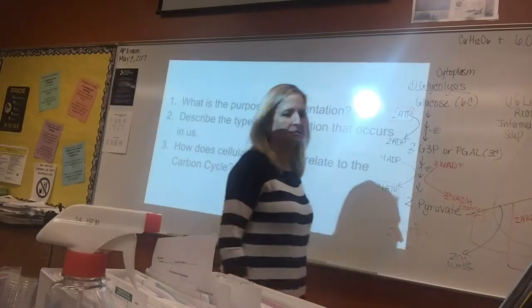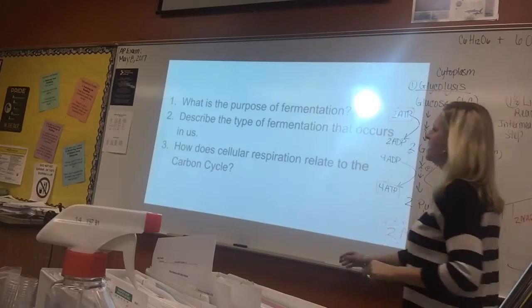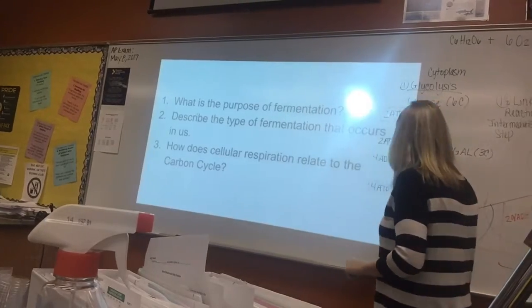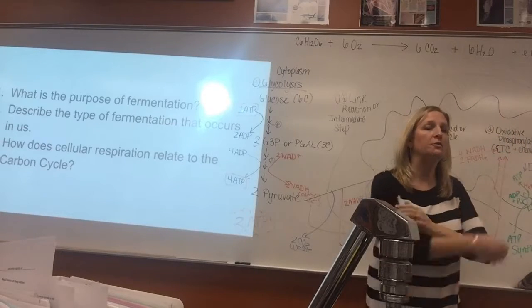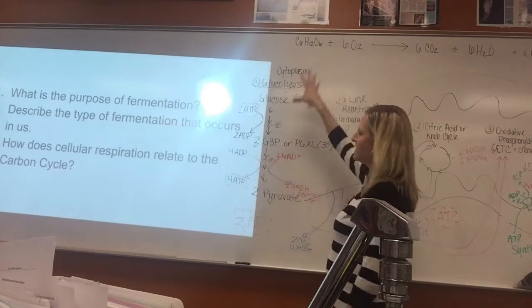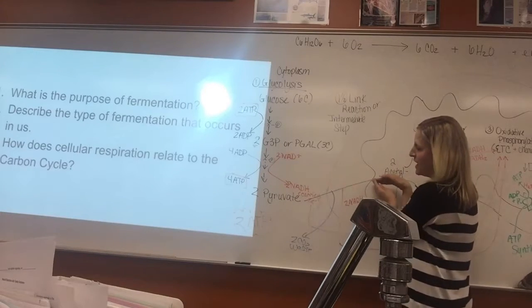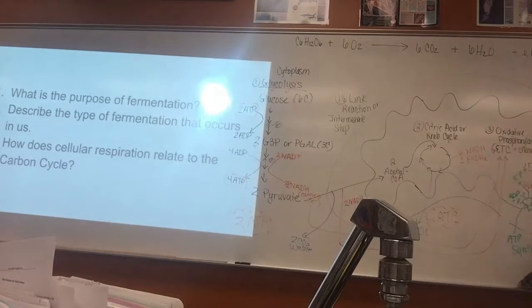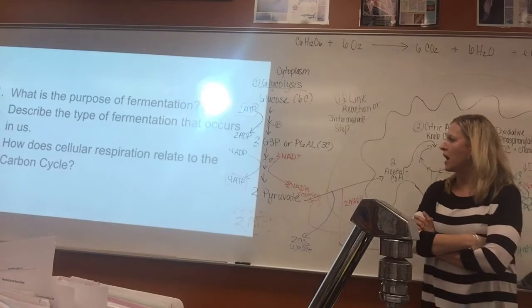All right, you guys. So let me ask you this. What part of cellular respiration can occur with or without oxygen? Michael. Glycolysis. So glycolysis is the only thing that can occur if no oxygen is present. If there's no oxygen, pyruvate doesn't enter the mitochondria, which means none of the rest of this happens. So only glycolysis can occur without oxygen.